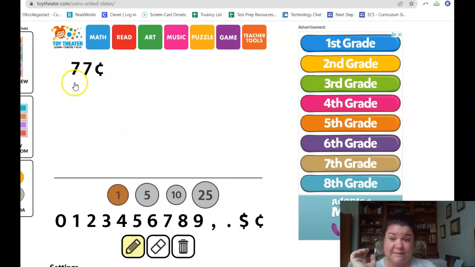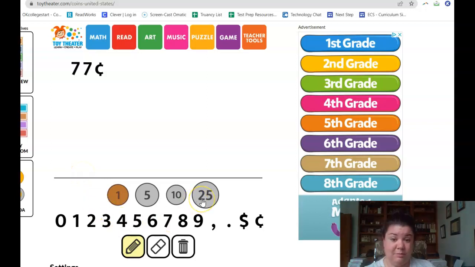Okay, the next one is 77 cents. So what's the least amount of coins you can use to make 77 cents? Pause the video and use the coins that you have, or if you don't have coins, you can go to Toy Theater and use this, or you can draw them. You can draw them as circles with the numbers in them, just like they have written here, okay? So pause the video now.